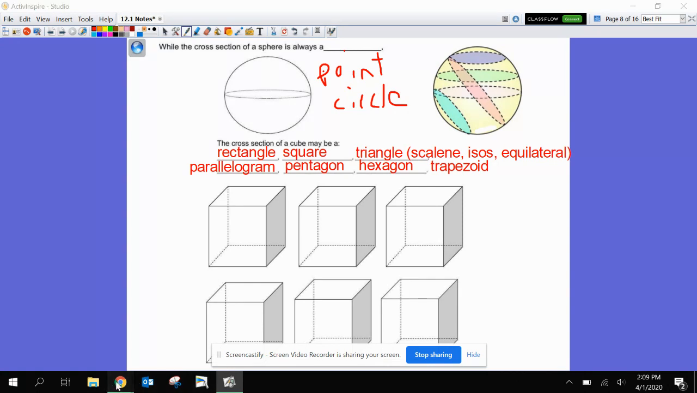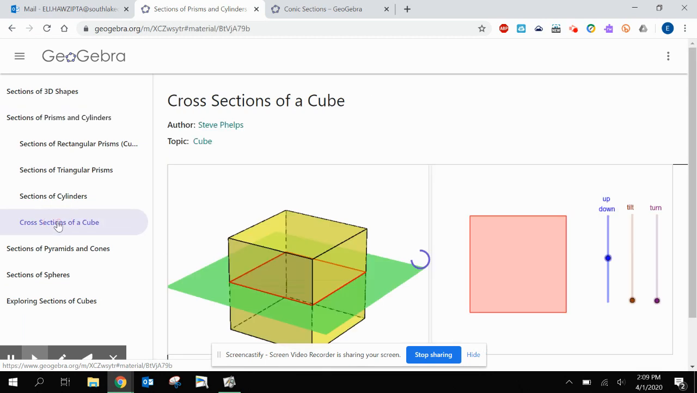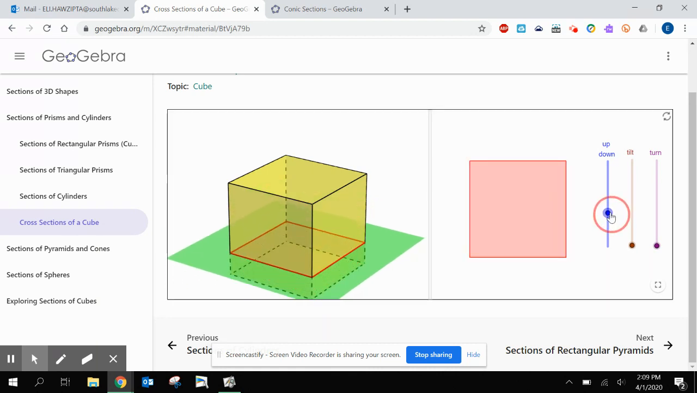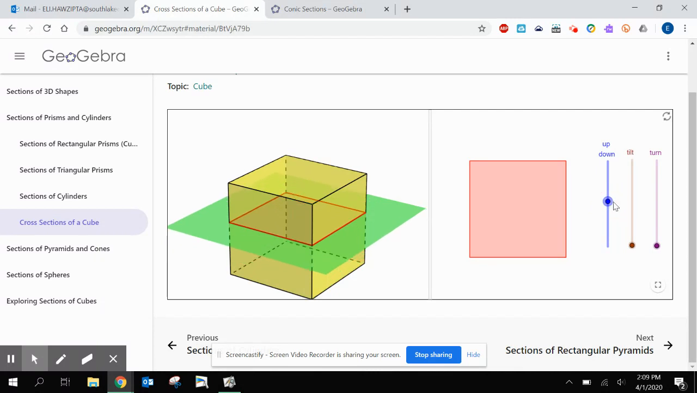And so I do have another demonstration here. So let me go to cross sections of a cube. And so let me let you all see some of these and why they are the way they are. All right, so what I've got here on the opening part of my modeling is a square cross section. I'm just going to move the plane up and down. It doesn't matter where this plane is. As long as it's parallel to one of the bases, it's going to give me a square. So that's the easy one there, square.